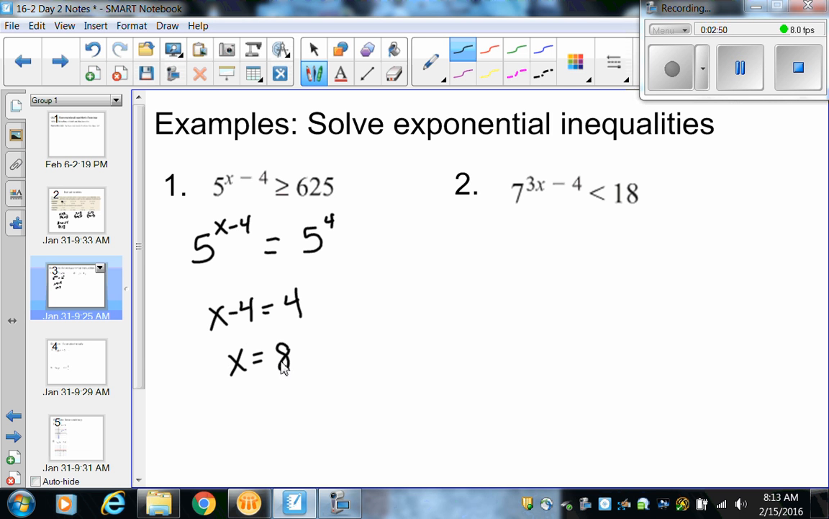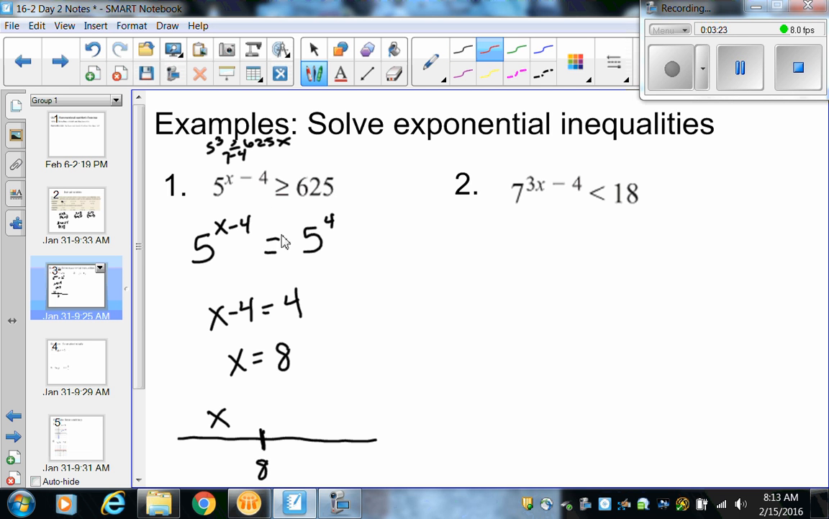Now, this is not your final answer because this is not an equation, this is an inequality. So what we're going to do is create a number line. The number that you solved and got is going to go in the middle, and then you're going to pick test points. So we're going to plug in a number less than 8, say 7. So 7 minus 4 would be 3. So 5 to the 3rd, is that greater than or equal to 625? And the answer is no. So we're going to put an x here.